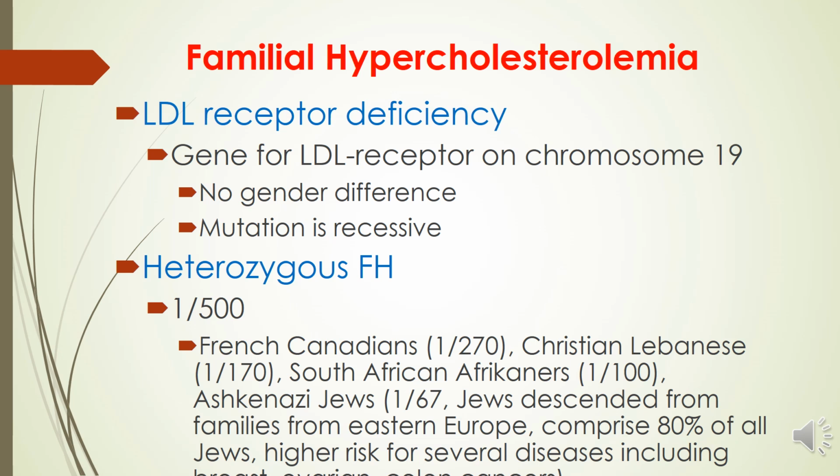The familial type may be due to a deficiency of the low-density lipoprotein receptor, and this is a genetic defect of the low-density lipoprotein receptor gene. And as we know, the low-density lipoprotein receptor is responsible for internalization and uptake of the low-density lipoprotein with its cargo of high cholesterol content.